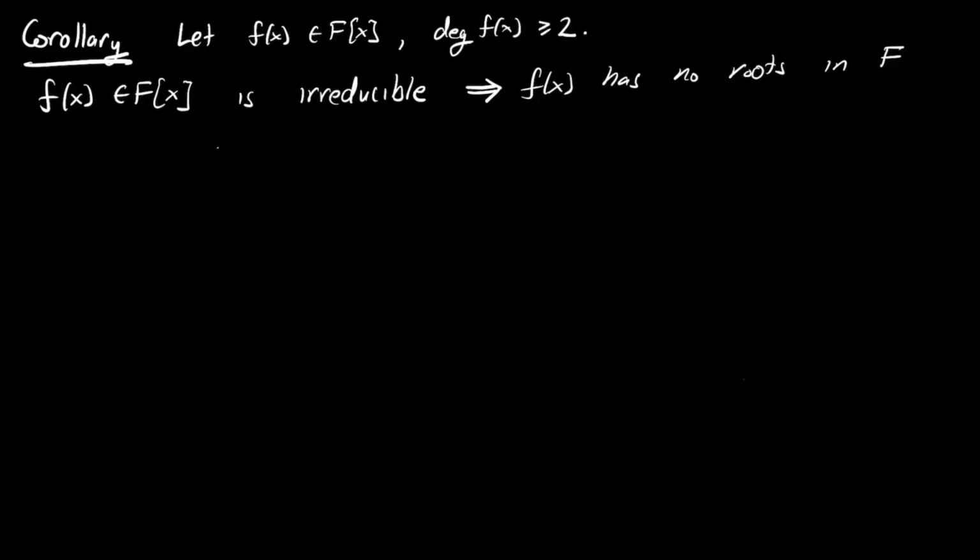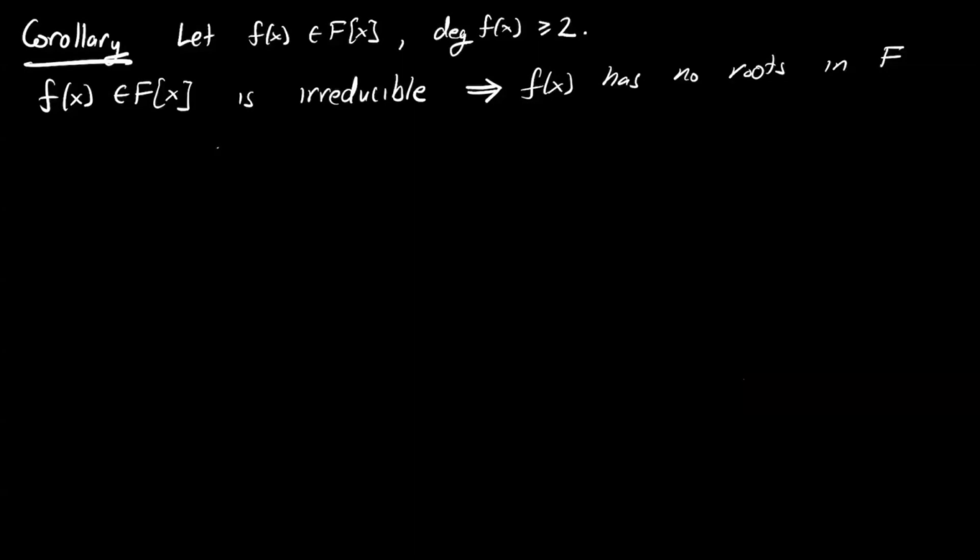Now we're ready to explore a few corollaries of the theorems we've just proved. So first, I'll consider a polynomial f of x whose coefficients come from a field capital F, and I'll assume that the degree of f of x is greater than or equal to 2. The first corollary is that f of x irreducible implies that f of x has no roots in our field capital F. The idea being that if a polynomial has a root, say x equal to a, then it's divisible by x minus a, and that means it can be factored into polynomials of smaller degree, which means it's reducible, so it's not irreducible.